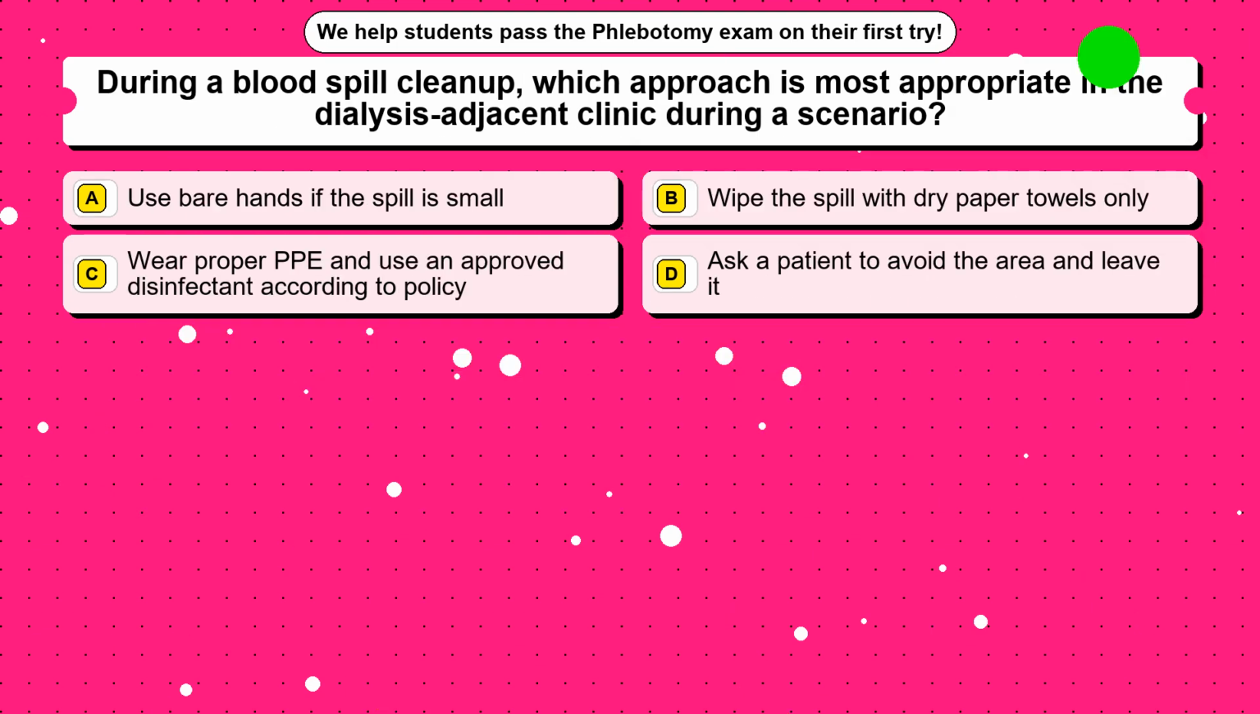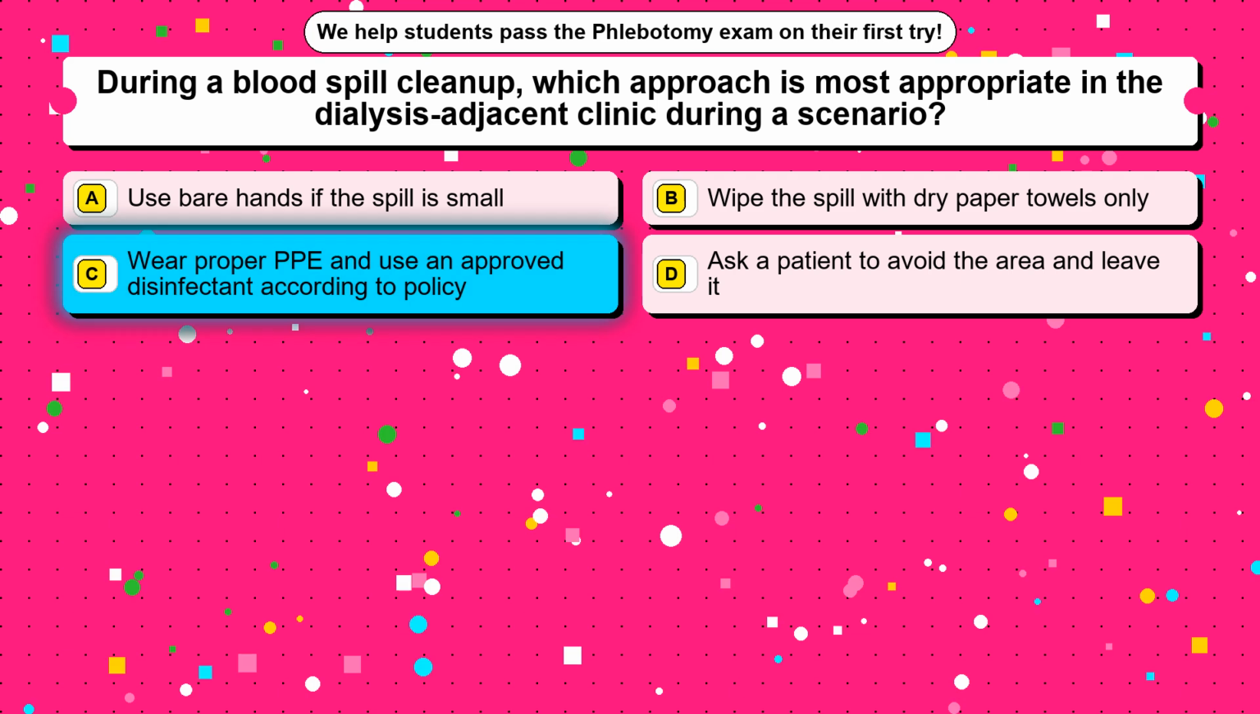Question 24. During a blood spill cleanup, which approach is most appropriate in the dialysis adjacent clinic during a scenario? Option A. Use bare hands if the spill is small. Option B. Wipe the spill with dry paper towels only. Option C. Wear proper PPE and use an approved disinfectant according to policy. Option D. Ask a patient to avoid the area and leave it. The correct answer is option C.